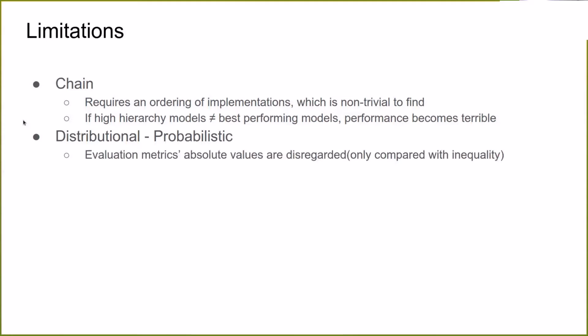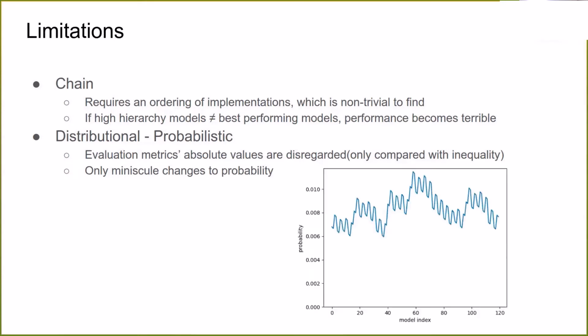And for the distributional algorithm, the probabilistic variant, like I said before, the matrix's actual values are completely disregarded. They're only compared with an inequality comparison, so whether it improved or not. That means the only thing that dictates how much probability is incremented or decremented is the amount of implementation present in a model. And you can see that even in the best case scenario, the difference between the mode of the distribution and the lowest probability value isn't that much.